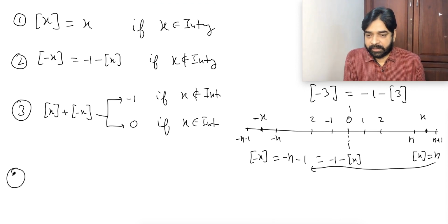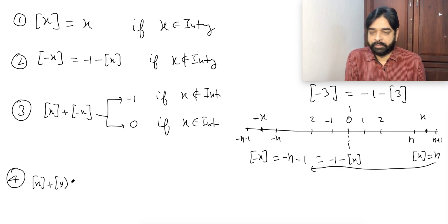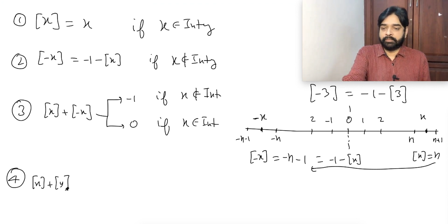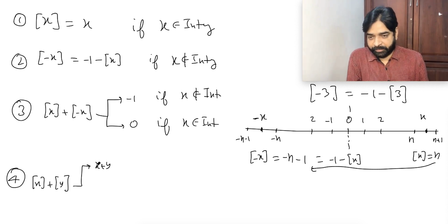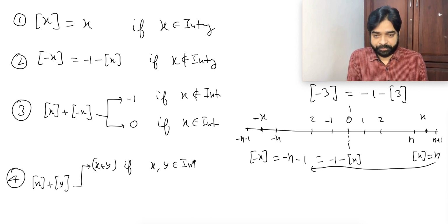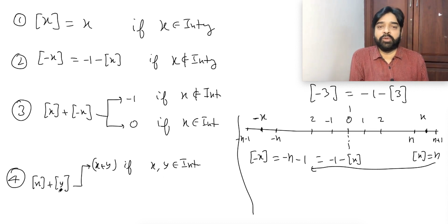Next, greatest integer x plus greatest integer y will be x plus y if x and y belong to integer. I don't have to explain this point, all of you understood. If x and y both are integer, then greatest integer x plus greatest integer y will be written as x plus y. Now think carefully.